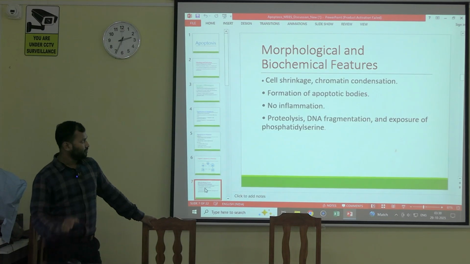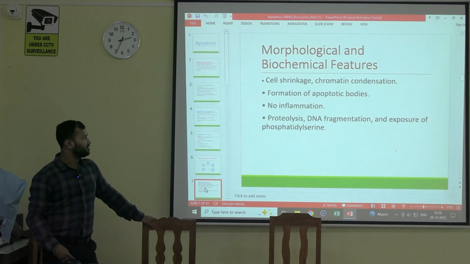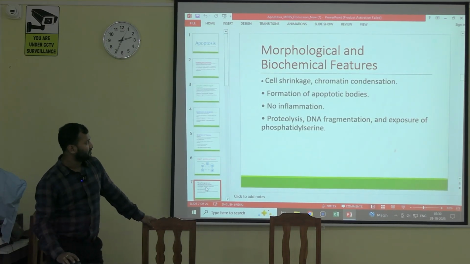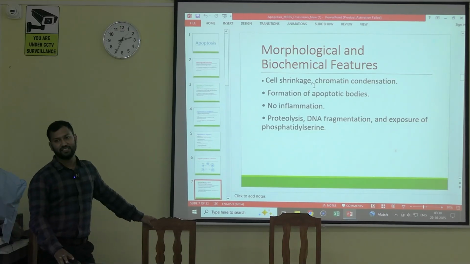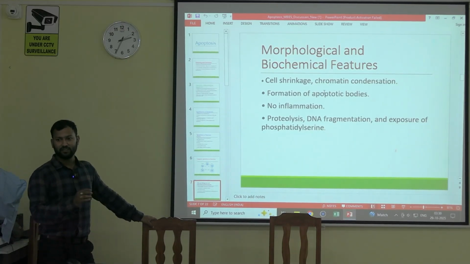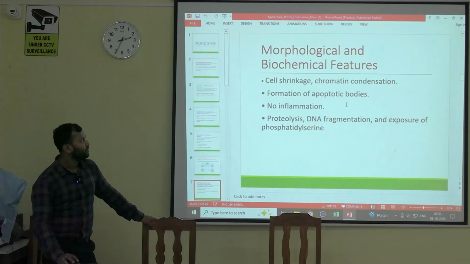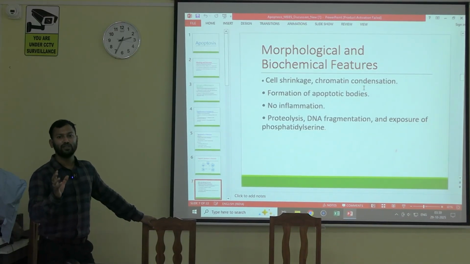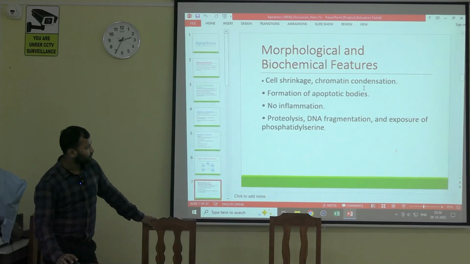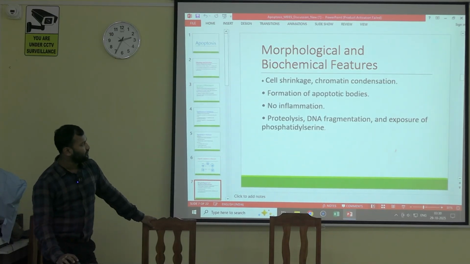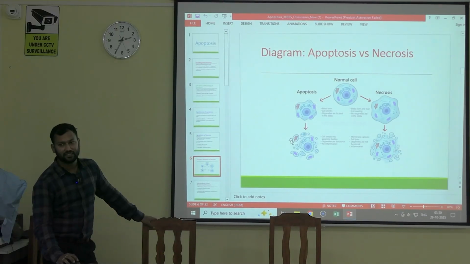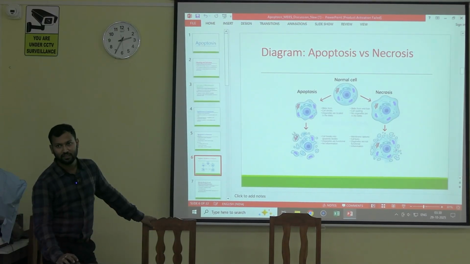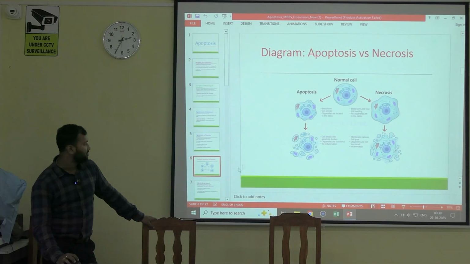Then, the morphological and biological features of apoptosis. Firstly, there will be cell shrinkage, which I have shown you in the picture. The cell will decrease in size. Then there will be chromatin condensation. The chromatin, that is the nuclear material, will get condensed. Then there will be formation of apoptotic bodies. These structures contain the important parts of the cell, so they are called apoptotic bodies.